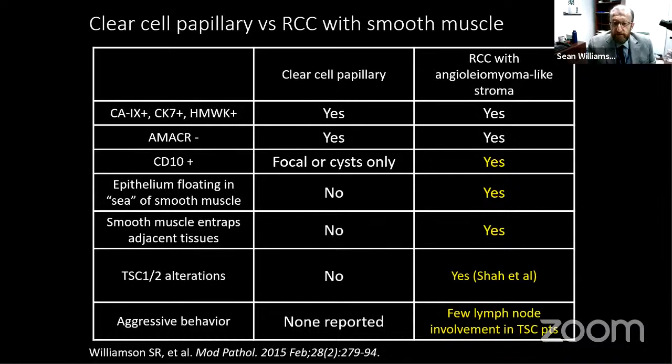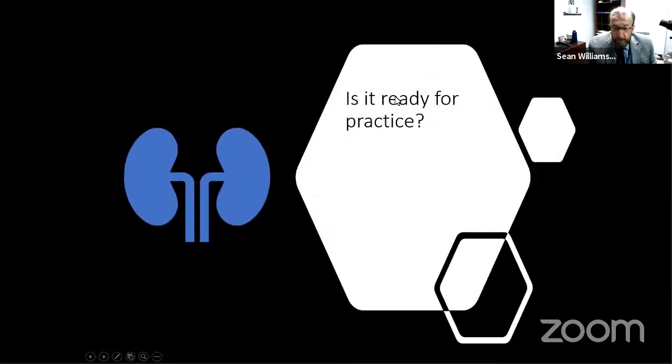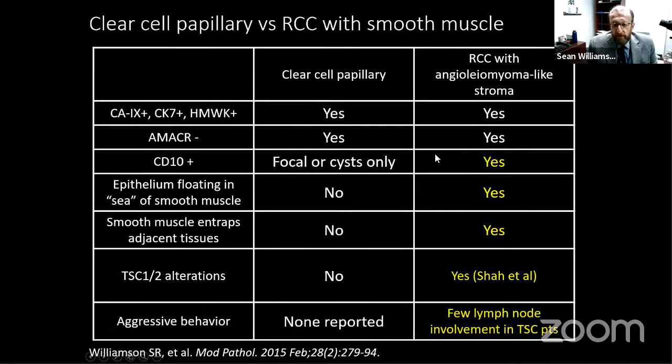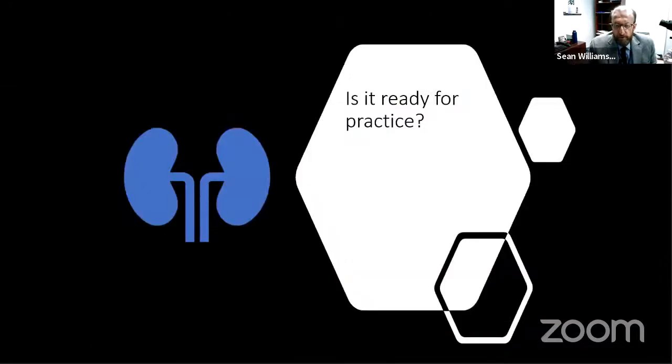So as I mentioned briefly earlier, clear cell papillary renal cell carcinoma has very minimal, if any, malignant potential described. However, with the tumors with the smooth muscle stroma, a few cases with lymph node involvement, particularly in tuberous sclerosis patients, have been described. And so it seems that there is also a slight difference in behavior, whereas clear cell papillary almost never seems to behave in a malignant fashion. There's at least some lymph node involvement that's been described in these tumors with the smooth muscle stroma.